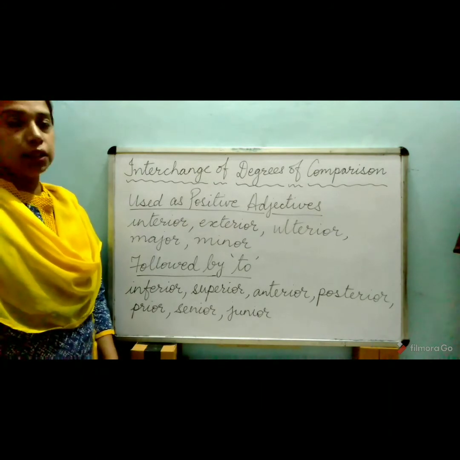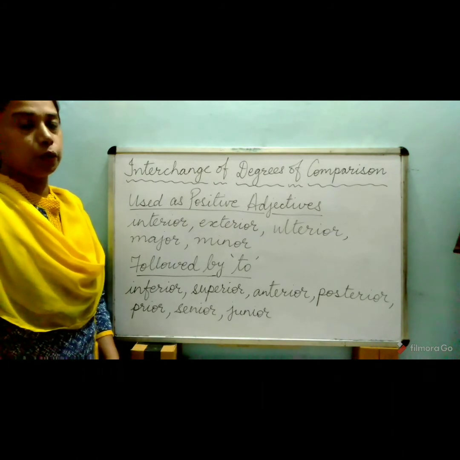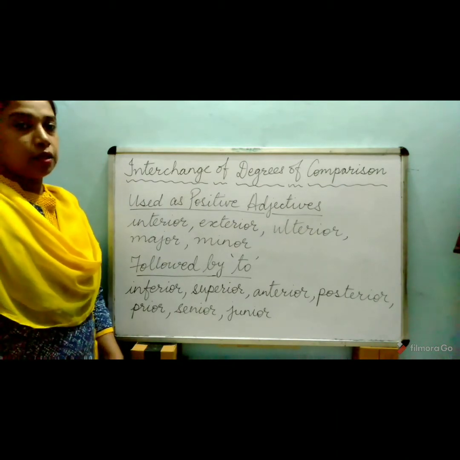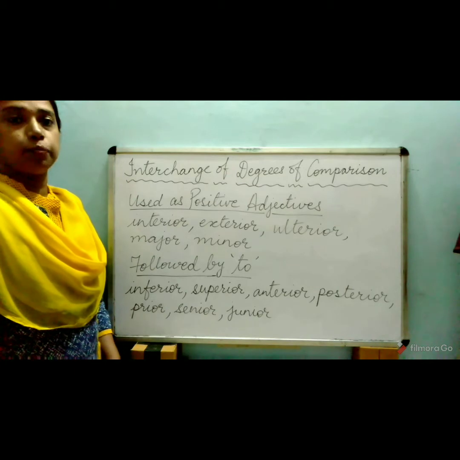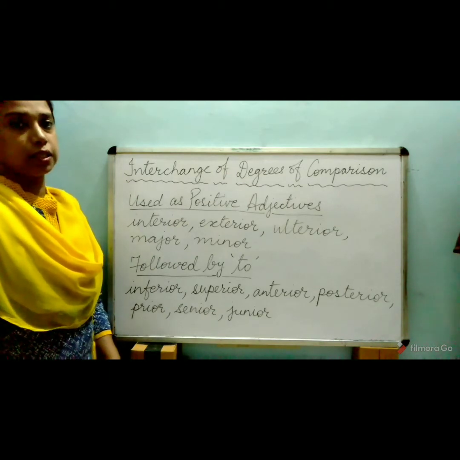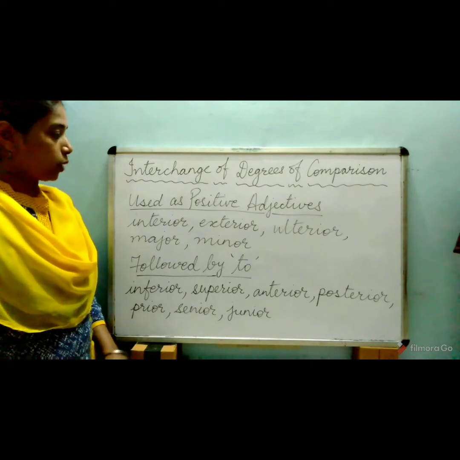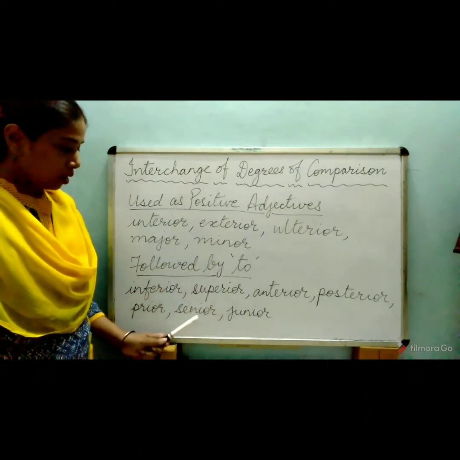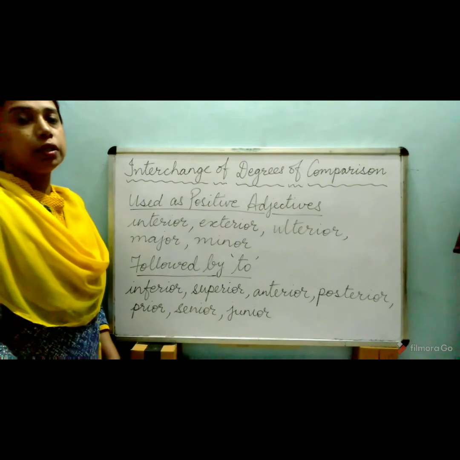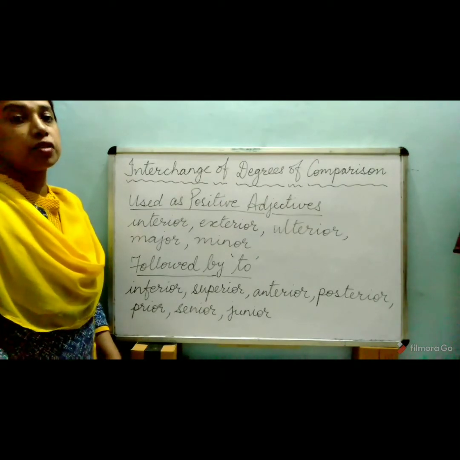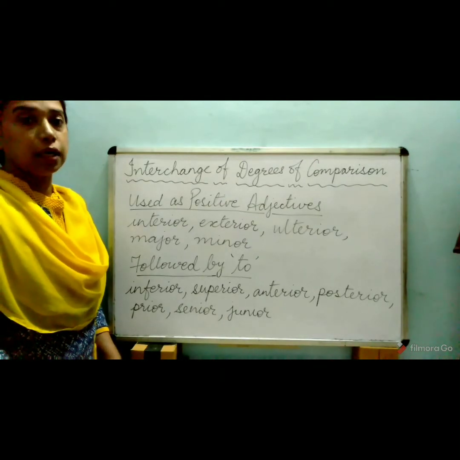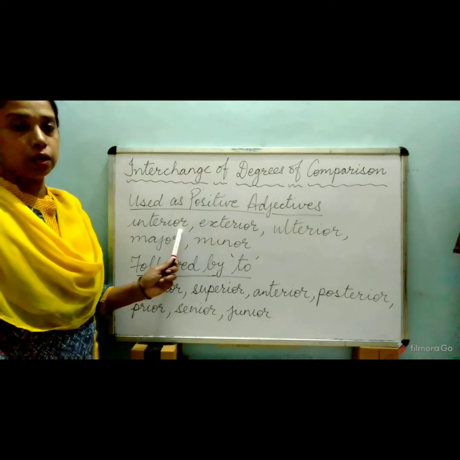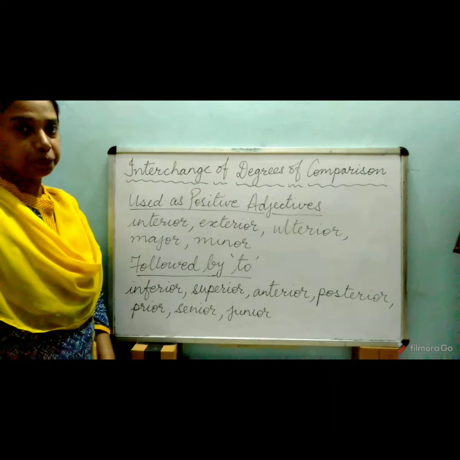There are 12 words in the comparative form which have been borrowed from Latin. They don't have any positive or superlative degree. And all these 12 words end in OR. I told you earlier that these comparatives are mostly formed by adding ER, but these 12 words all end in OR and not ER.